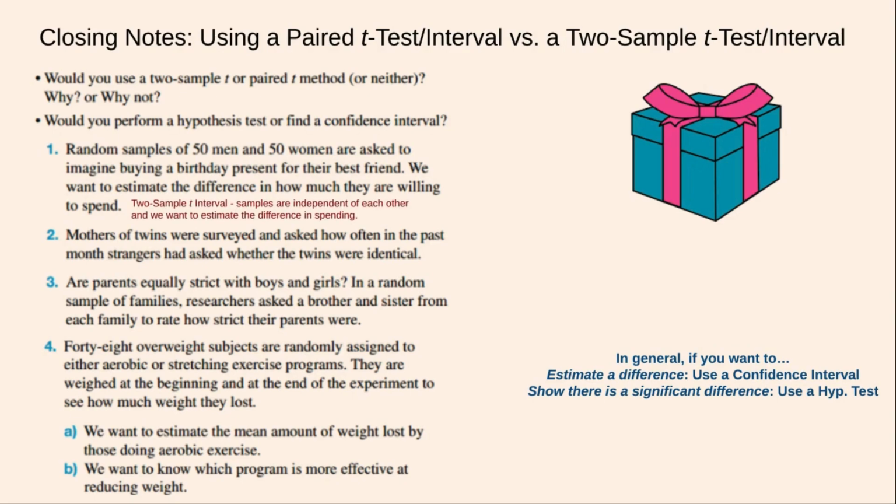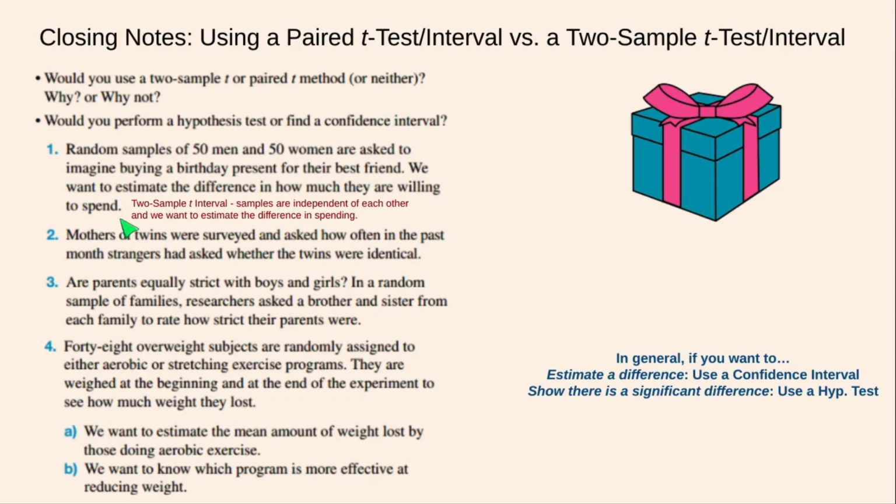I would use a two-sample T interval, all right? Samples are independent of each other, all right? These are not husbands and wives. These are just 50 men and 50 women. So the samples are independent of each other, and we want to estimate a difference in spending, all right? If we want to just estimate a difference, a confidence interval is most appropriate. If we want to determine whether that difference is significant, a hypothesis test would be more appropriate.